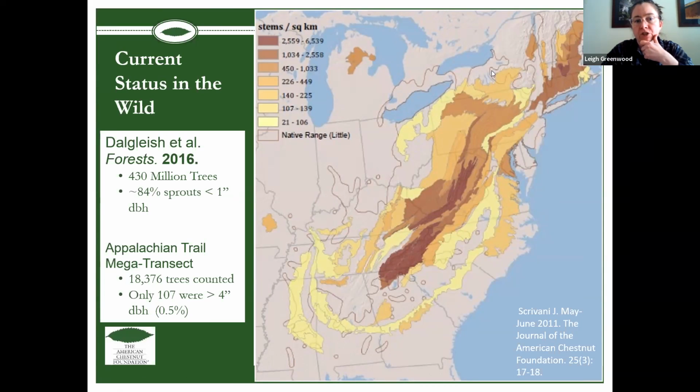I have a related question. That's a pretty stark southern pattern. Is it climate change, habitat alteration? Do you know what's driving that fairly obvious southern pattern?